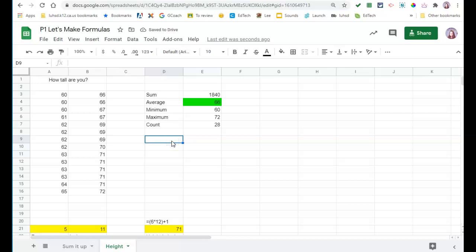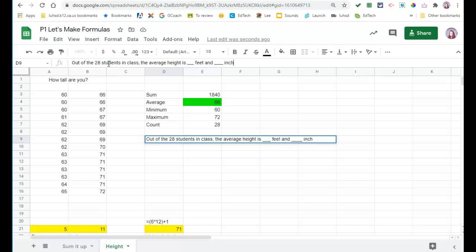Next, I want you to write me a sentence in D9 that says, out of the, I think there was 28. Yeah, 28, sorry. Out of the 28 students in class, the average height is blank feet and blank inches. I'm not telling you the answer. I want to see if you can convert it. By the way, somebody always kind of messes this part up.